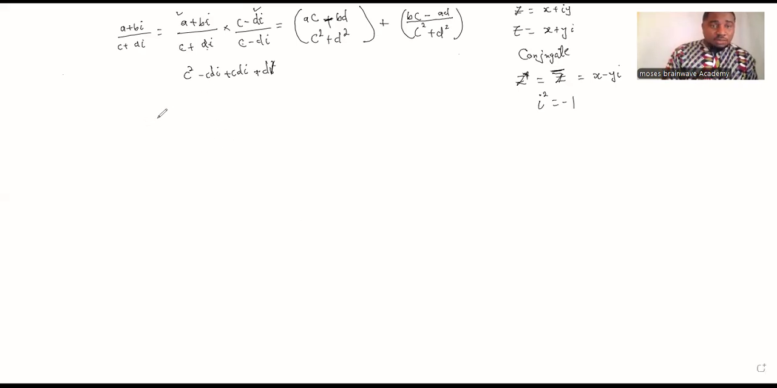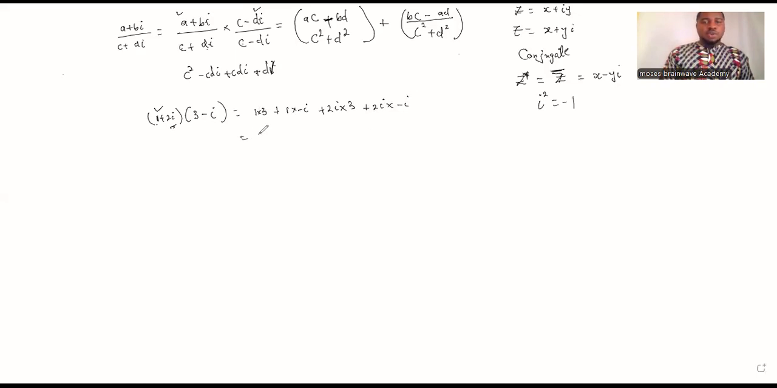So let's see if we have 1 plus 2i, and this is supposed to multiply 3 minus i. So basically, we're going to be having 1 multiplied by 3, then plus 1 multiplied by minus i. We're done with 1. Let's take out this one. We're going to be having plus 2i multiplied by 3. Then lastly, we're going to be having plus 2i multiplied by minus i.